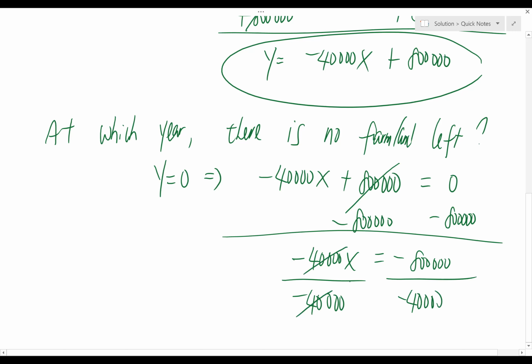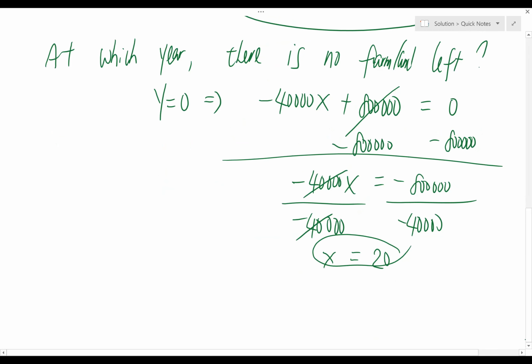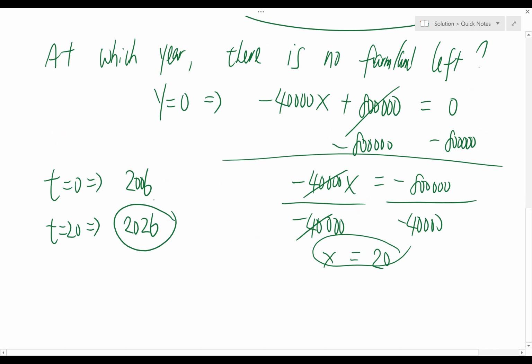And then x turns out to be 20. What this tells us is that after 20 years, with the initial time t equals 0 being 2006, now t equals 20, meaning 20 years later, in 2026, there will be no farmland left in New Jersey based on the current rate of development. So in 2026, no more farmland.